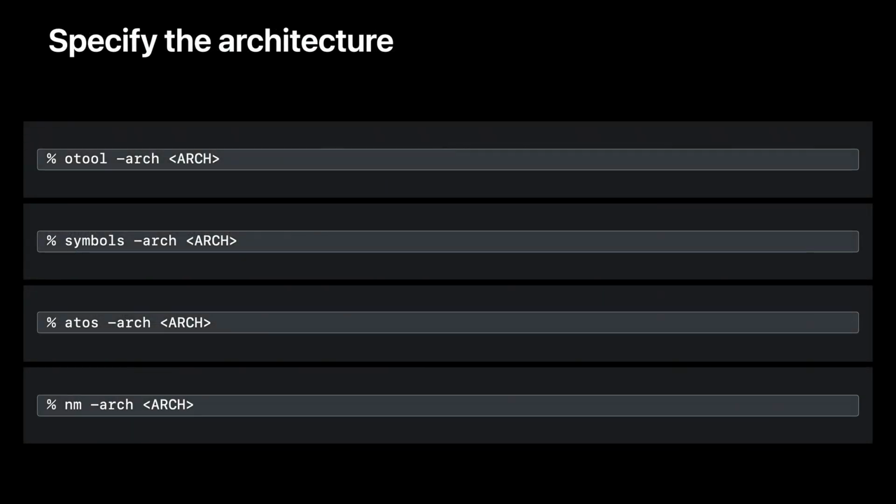Lastly, for Universal 2 apps, you should specify the architecture that you're interested in to the tools. symbols, otool, and dwarfdump all have an -arch flag to only operate on a particular architecture slice. This concludes Symbolication: Beyond the Basics.